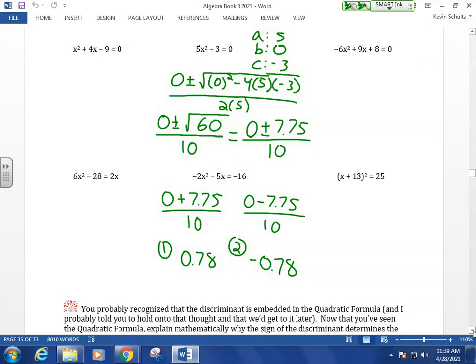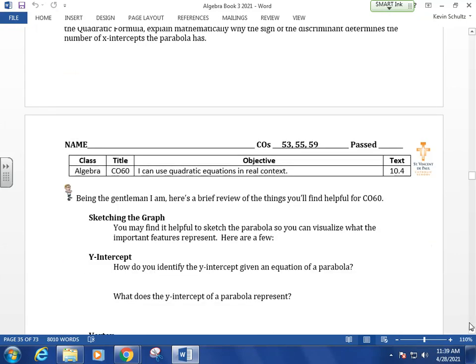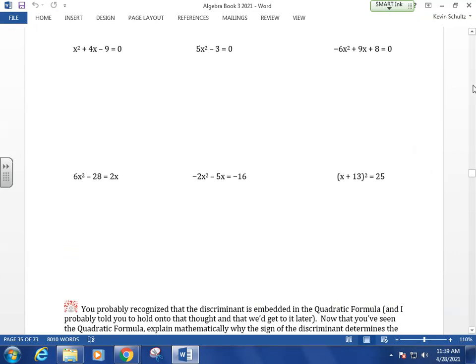The last one, we have x plus 13 squared equals 25. It's not in quadratic formula form because it doesn't equal 0. There's also no x squared term. So like we've seen before, our first step is we're going to have to put it in the form that we want, meaning we have to figure out how to scroll down, not too far though, because there we go.